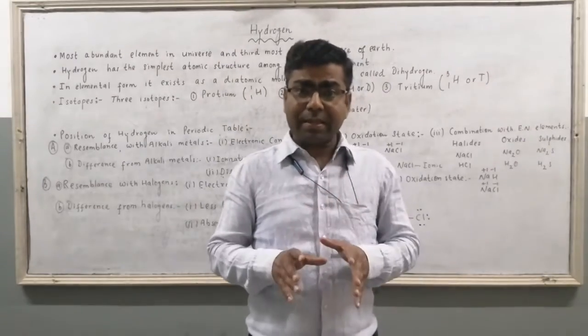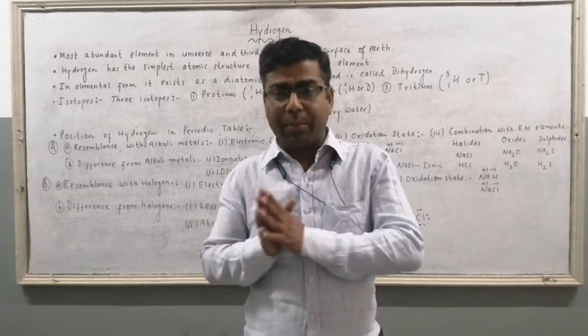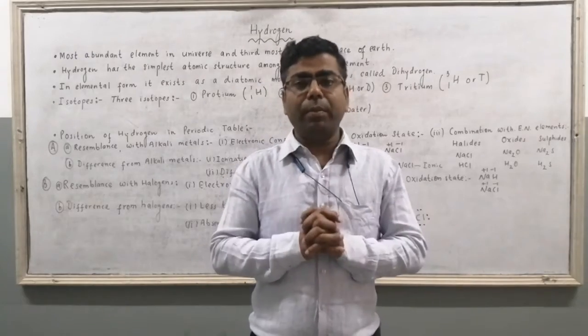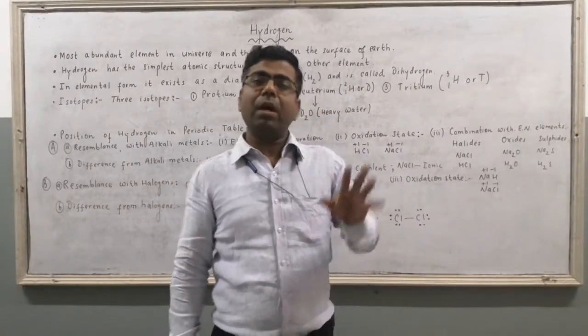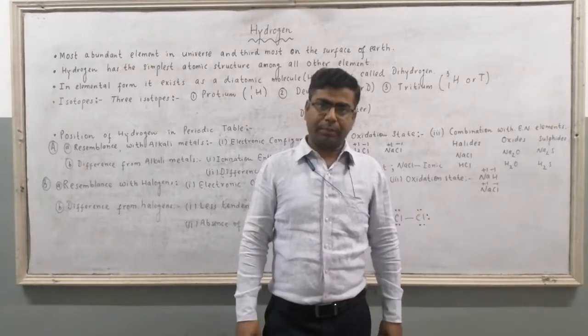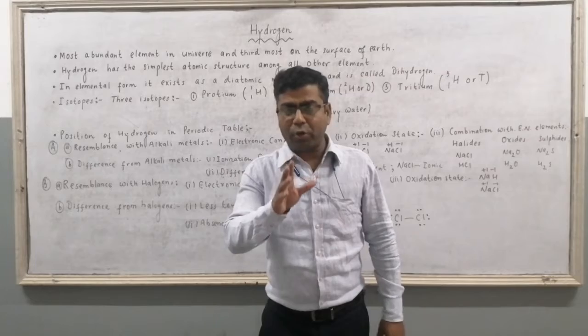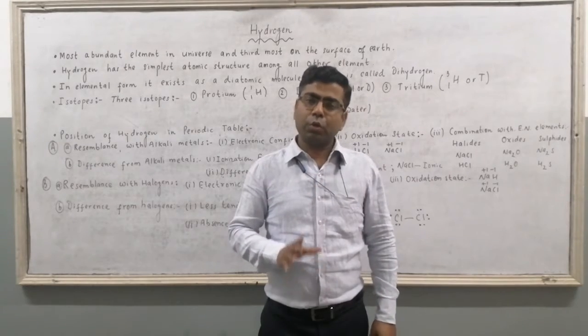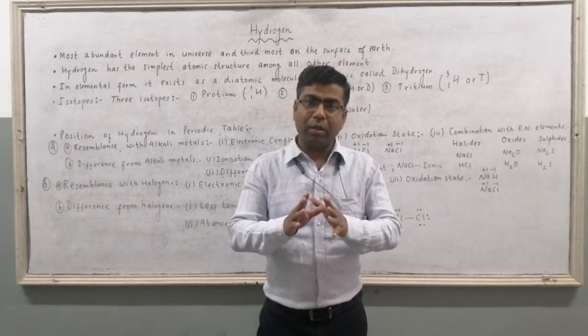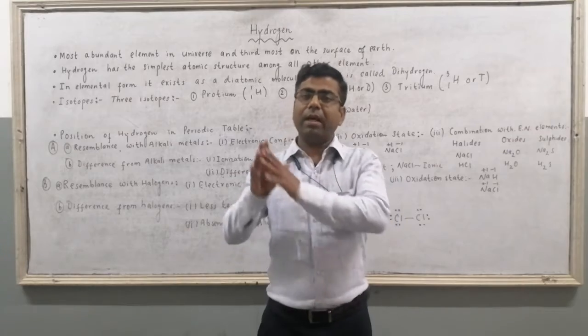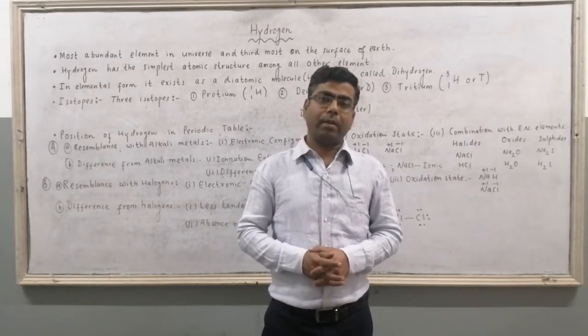So what are isotopes? Isotopes can be defined as atoms of the same element having same atomic number but different mass number. Because isotopes have same atomic number, so isotopes will share common position in the periodic table.